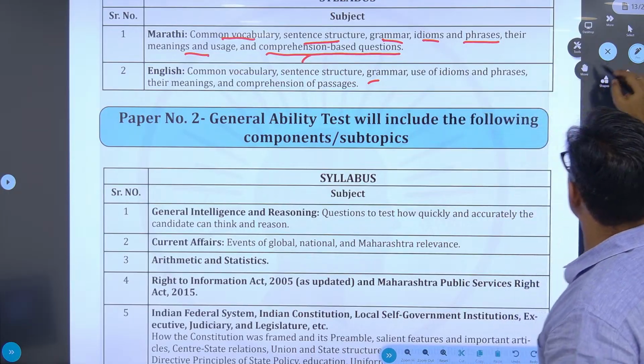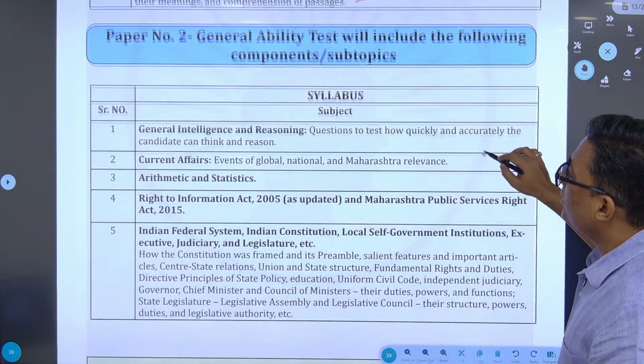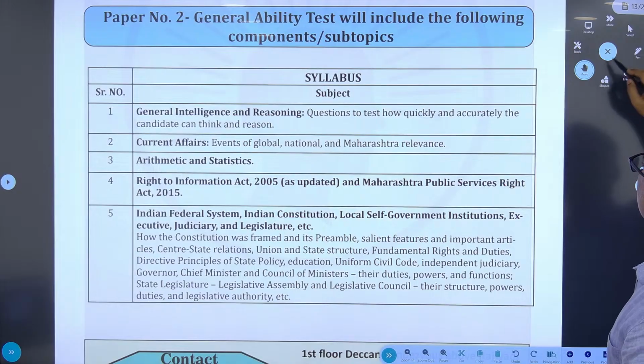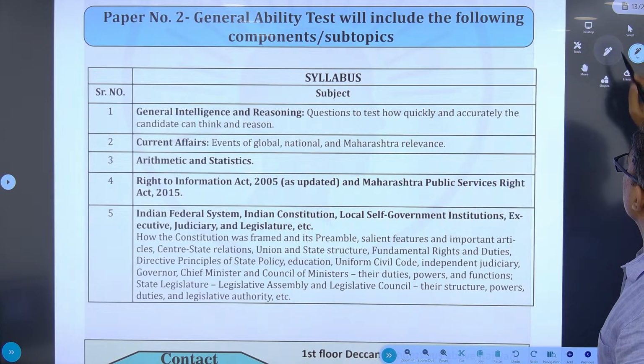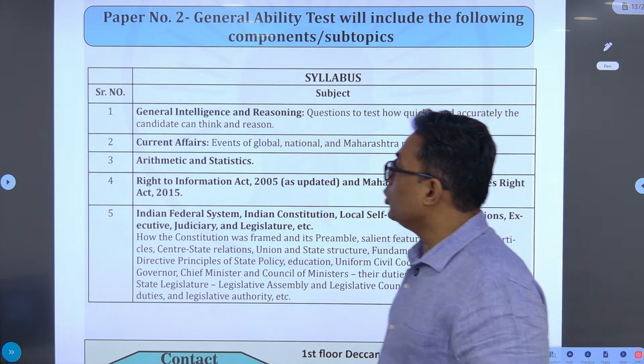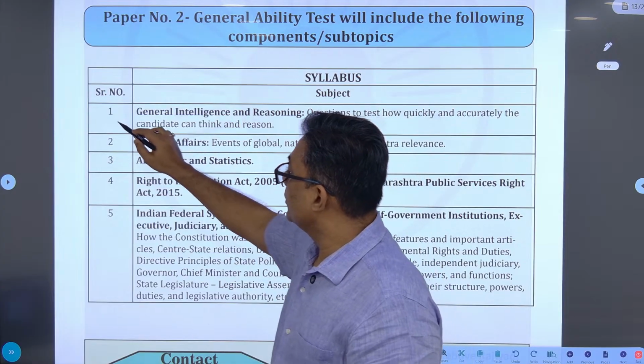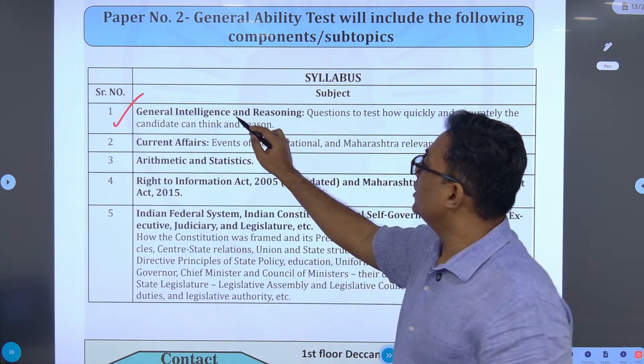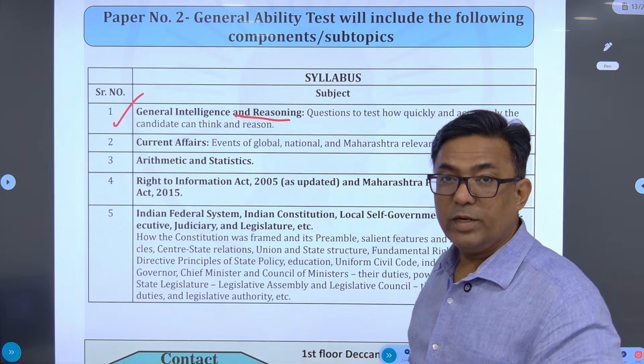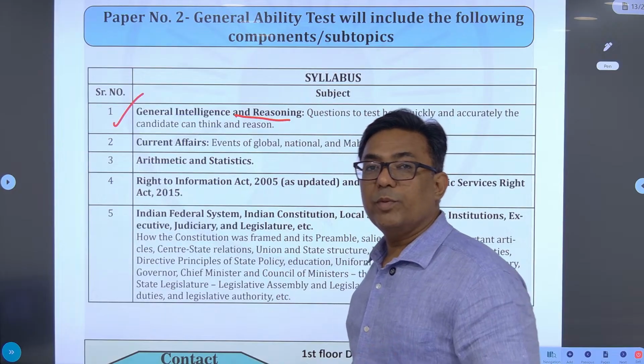That is the syllabus. Paper 2 of mains. What are the topics you have in paper 2? First is general intelligence and reasoning. That was there in prelims too and it is here also. Aptitude. It is in prelims and also in mains.